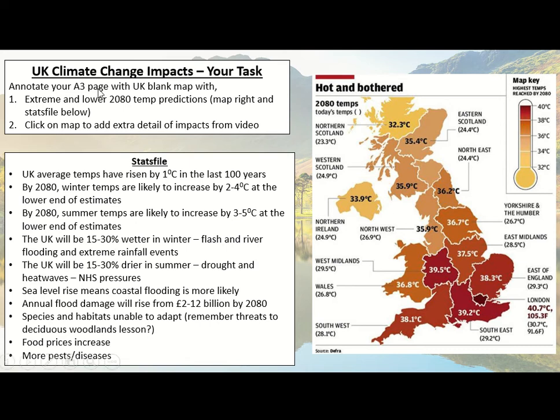But what I'd like you to do, there's an A3 page on there, okay, with a blank UK map on it. I'd like you to annotate that blank UK map with the extreme temperature predictions that we'd find from this map, okay? So around the eastern region, the east of England, they reckon by 2080 the high temperature prediction would be about 38.3 degrees Celsius. 38.3 as the high. Currently, the high record is around 29.3. So that's nearly 10 degrees higher.